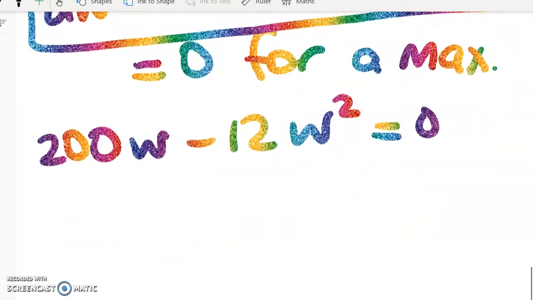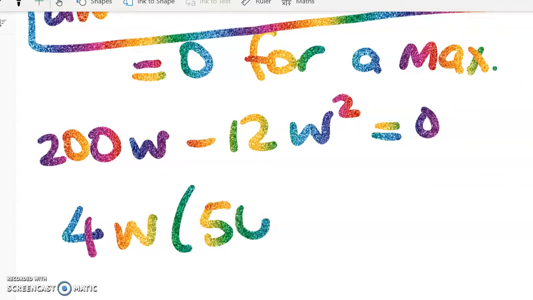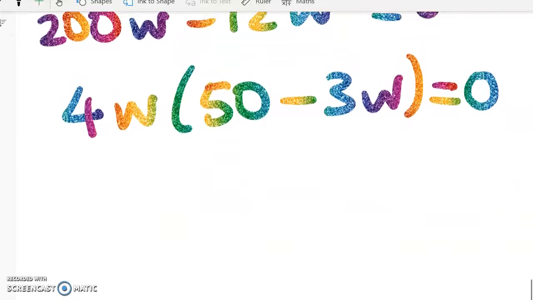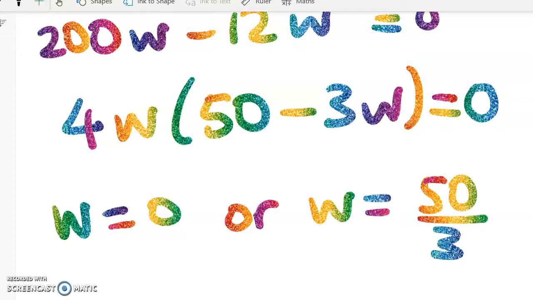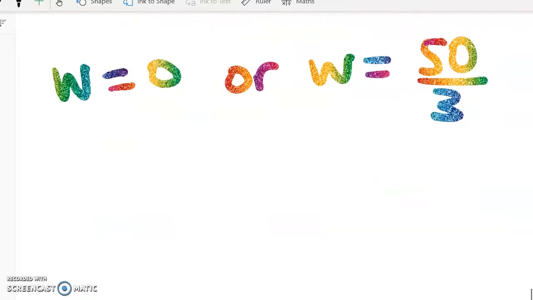So this is very straightforward. At this point, what can I take out? I can take out a common factor of 4W. So I've got 4W into 50 minus 3W equals 0. So two solutions here. W equals 0 or W equals 50 over 3. So that's 16.66666, but let's leave it as a nice exact answer as a fraction for now. Right, so we can tell which one of those is going to be the maximum. It would be pretty stupid if it was 0, but we're not going to say it would be stupid.